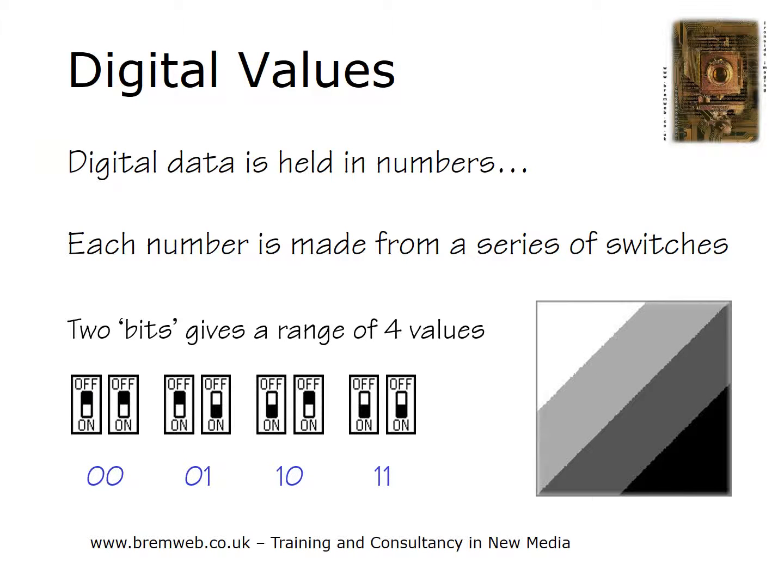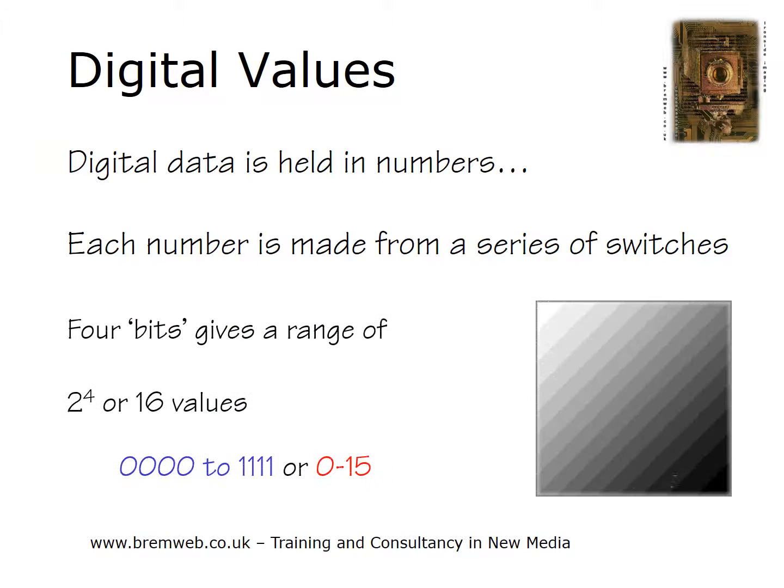If we then change it to having 2 bits of information, now there are 2 switches, and those switches can both be off. You can have one off, one on, one on, one off, or them both on. And this gives 4 potential different values, which means we can have 4 shades of grey, and this is what we would call 2 bits of information. If we go up to 4 bits of information, then that can give us 16 different values, because there are 16 different potential values using 4 characters.